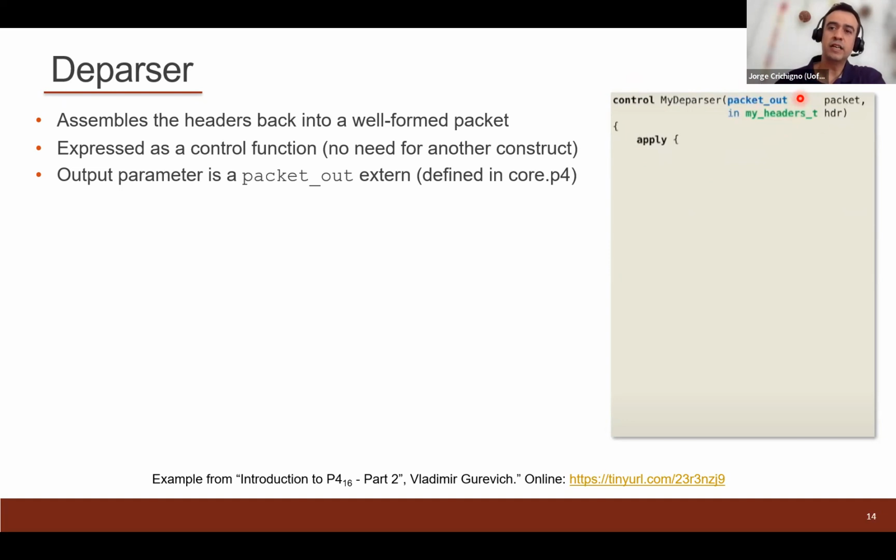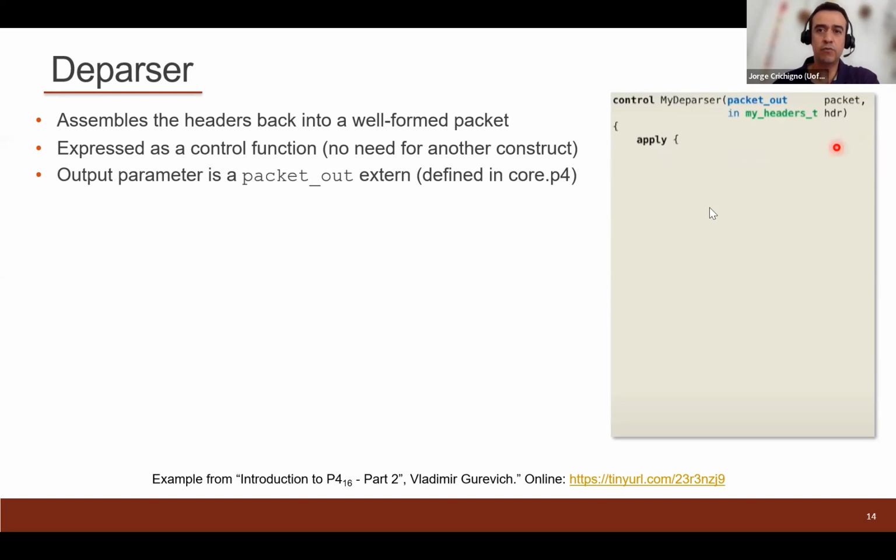So notice that there is an input parameter header. And if you remember, this header is coming all the way back from the parser. After the parser, it goes through the ingress pipeline, traffic manager, egress pipeline. So during that process, ingress, egress, there might be modifications in the packet header. And then we have to put it back before sending through the egress port.